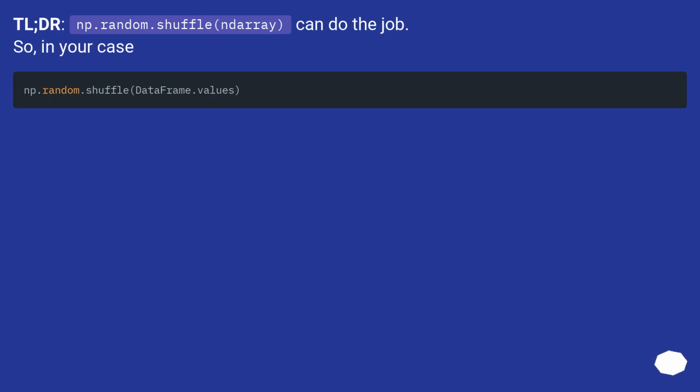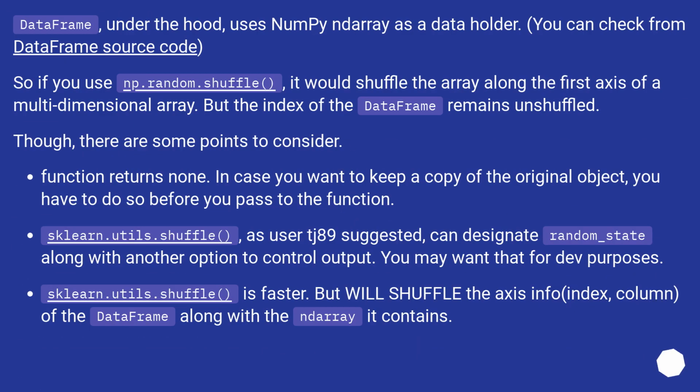TL;DR: np.random.shuffle on the array can do the job. So, in your case... DataFrame, under the hood, uses a NumPy array as a data holder. You can check from the DataFrame source code. So if you use np.random.shuffle, it would shuffle the array along the first axis of a multi-dimensional array. But the index of the DataFrame remains unshuffled.